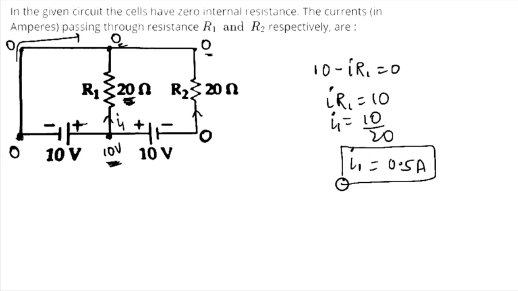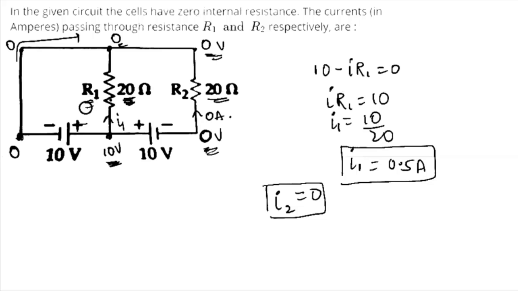Okay, now moving forward, if we have to see the value of I2, since at the two ends of the 20 ohm the voltages are 0 volts and 0 volt. If there is no change in the potentials at the two ends of a resistor, then no current will pass through it. So the value of I2 will be 0. Zero current will flow through it. So that's our final answer: the current passing through R1 is 0.5 ampere, whereas the current passing through R2 is 0 ampere.